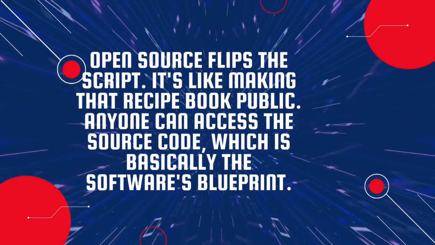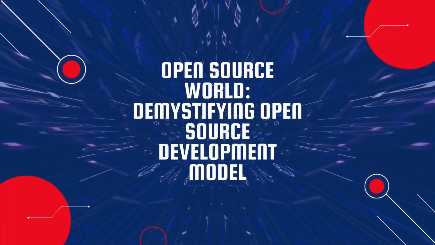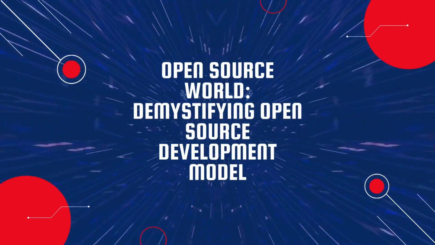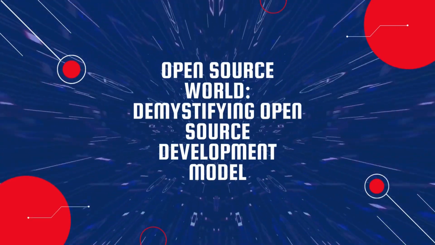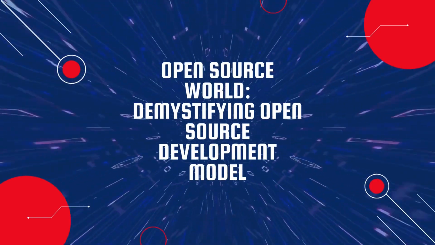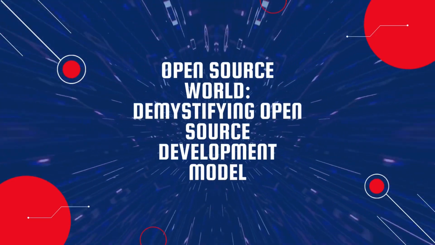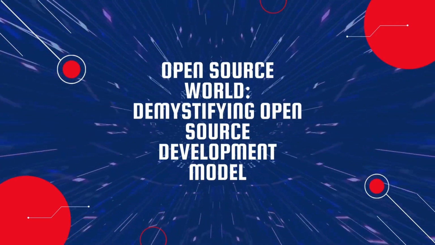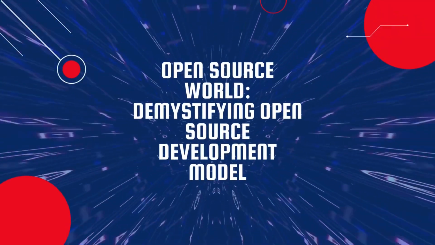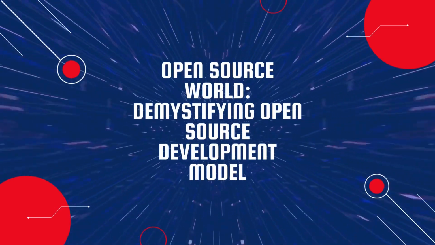Imagine a recipe book, but for software. Traditionally, software is like a secret recipe. Only the company that created it knows the ingredients and instructions. This closed source approach makes it difficult for others to learn from it, improve it, or even fix bugs. Open source flips the script. It's like making that recipe book public. Anyone can access the source code, which is basically the software's blueprint.